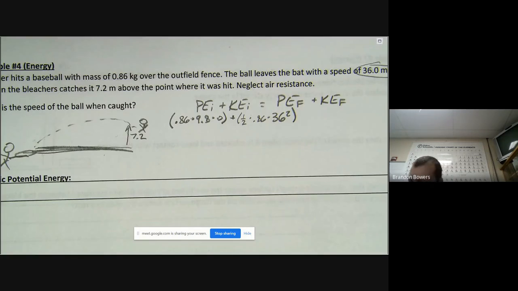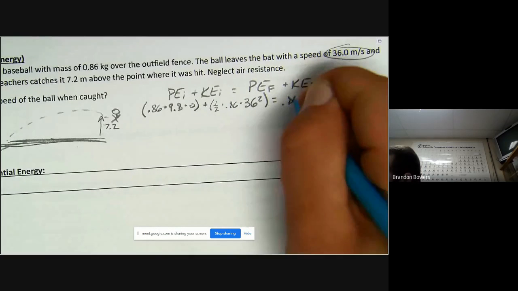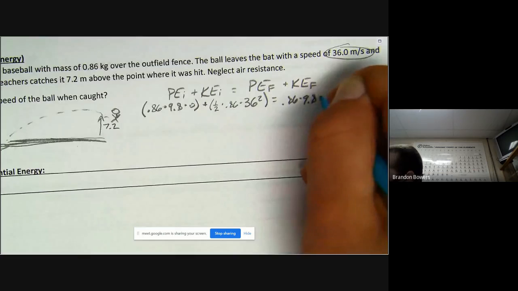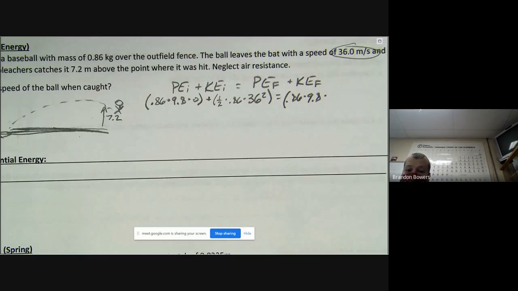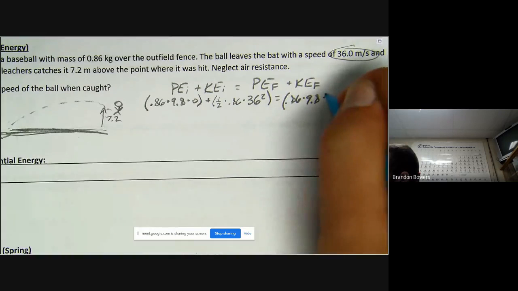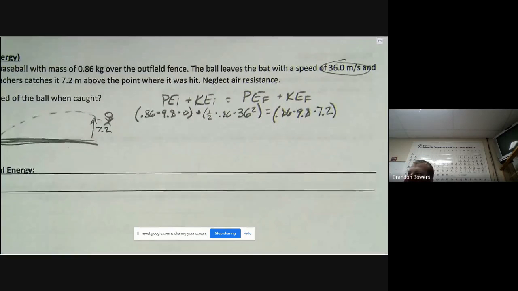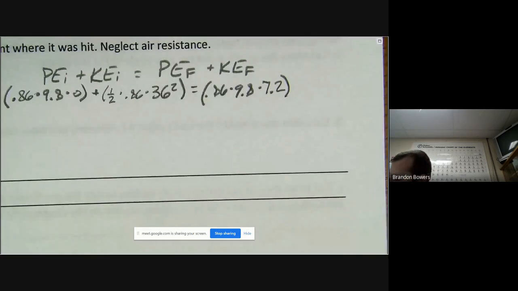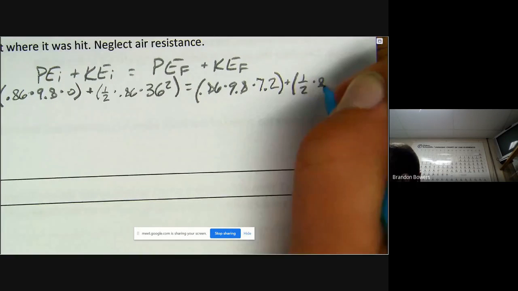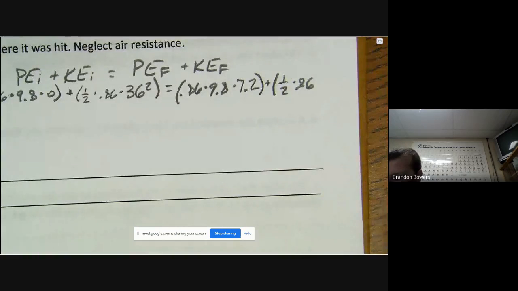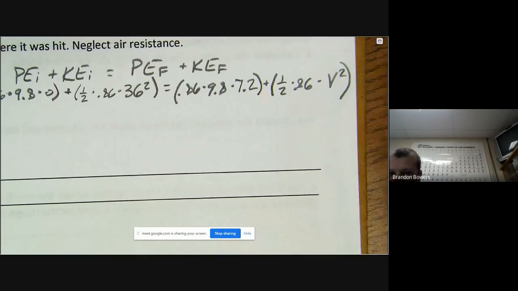Okay. So my final, if I look at my final, potential energy is mass times gravity times height. Now I know my height. If my original was 0, my height now is 7.2, right? Because that's given in the problem. So now I can do my height. Okay? And my kinetic energy is going to be half the mass times velocity squared. And that's what we're solving for. It said, what is the speed when it's caught? So v squared.